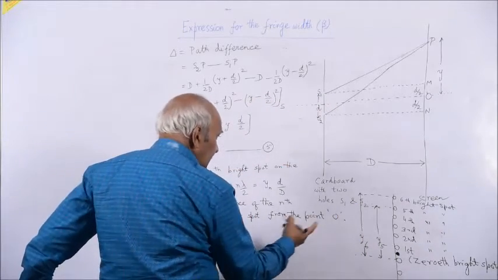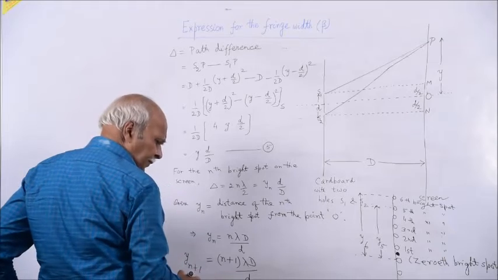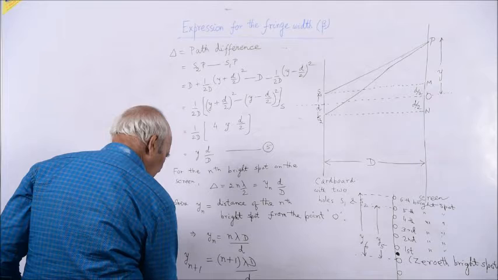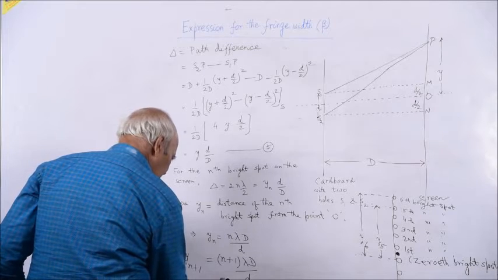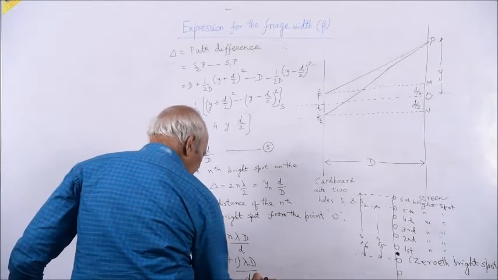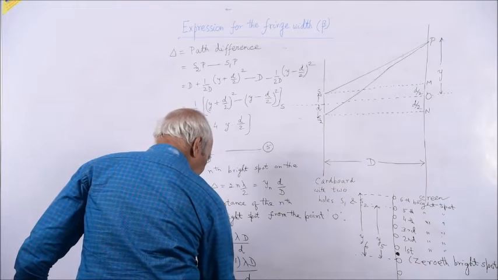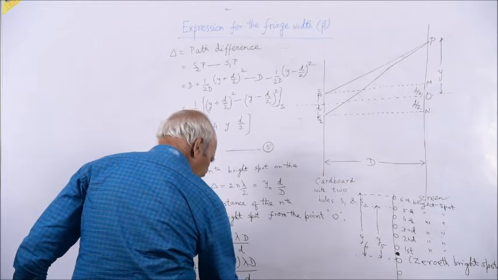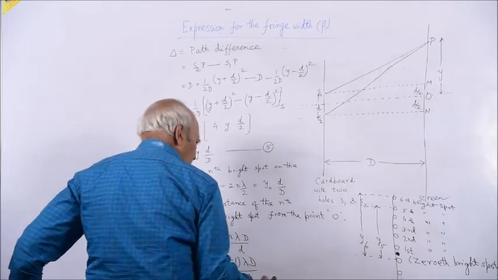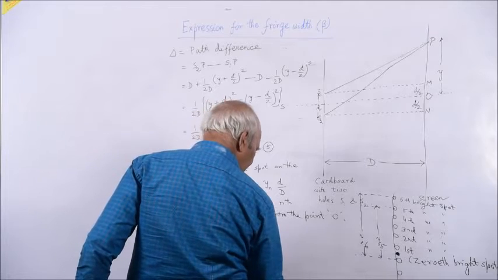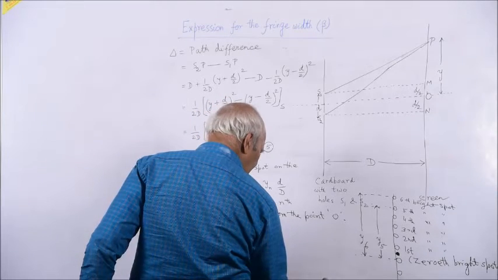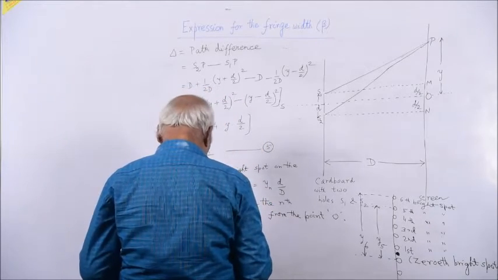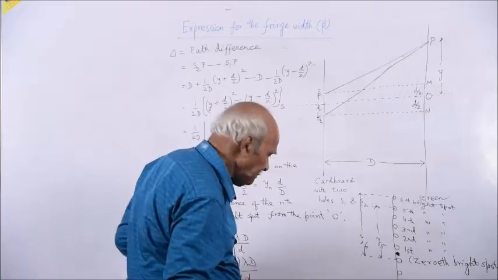So, beta, that is the distance between two nearest bright spots, is equal to y_(n+1) minus y_n, that is (n plus 1 minus n) times lambda D by d. So, n cancels, and you get D lambda by d. So, this is the expression for beta.